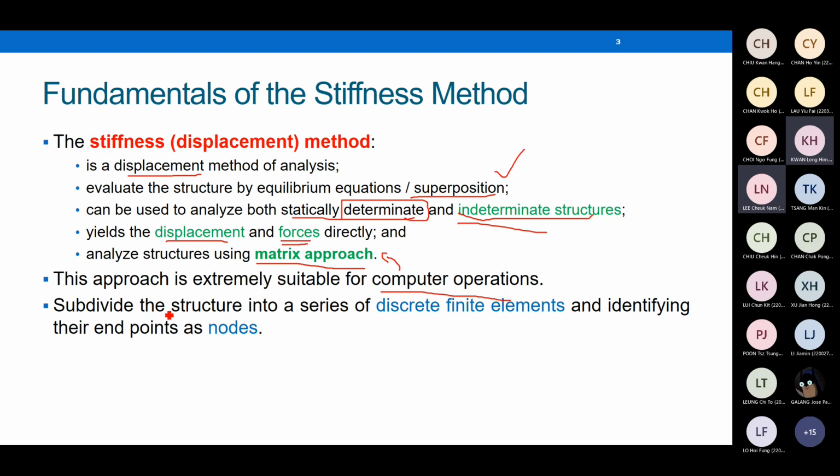So the key concept of this method is to subdivide the whole structure into a series of discrete finite elements, and each of them has unique nodes. This is the key thing of this method, the simplest method: subdivide the whole structure into different discrete elements. Just reading this statement is quite confusing, so I will give you one picture to let you know what it means.